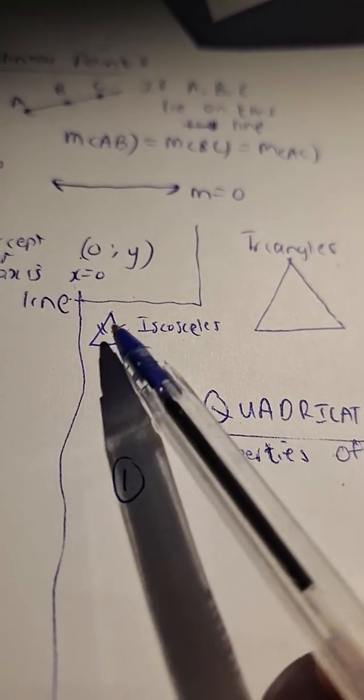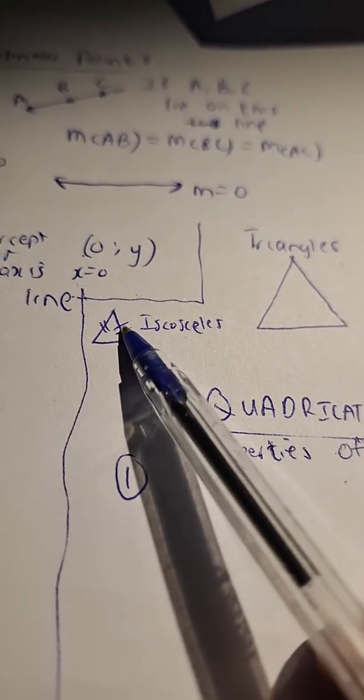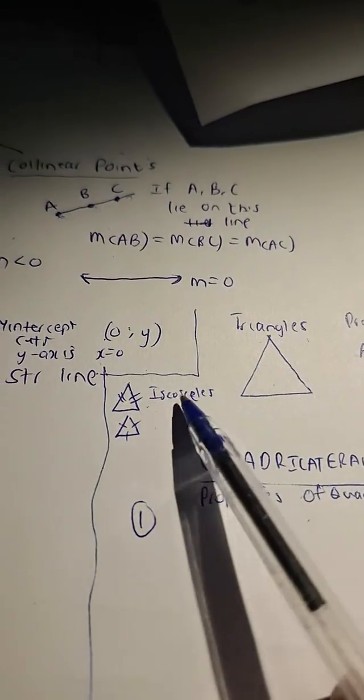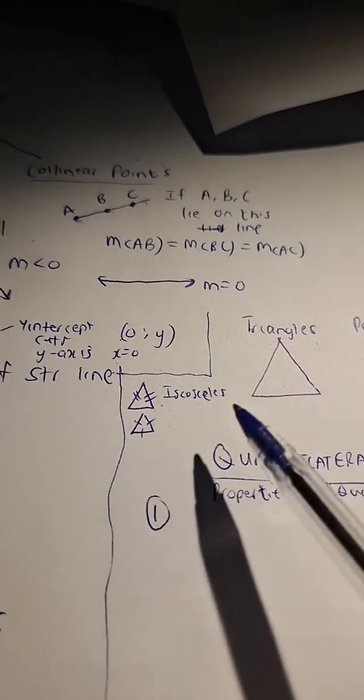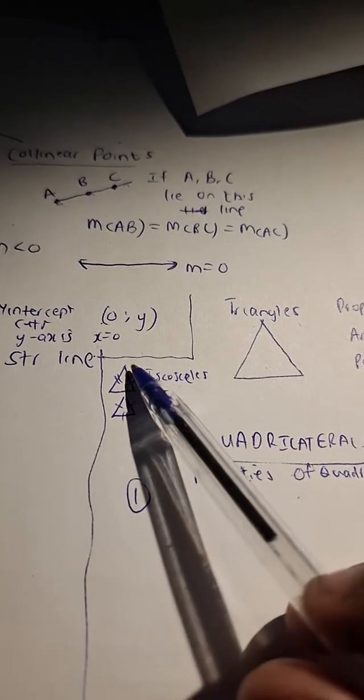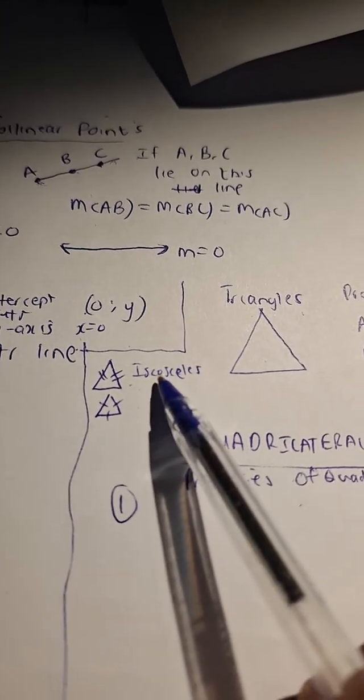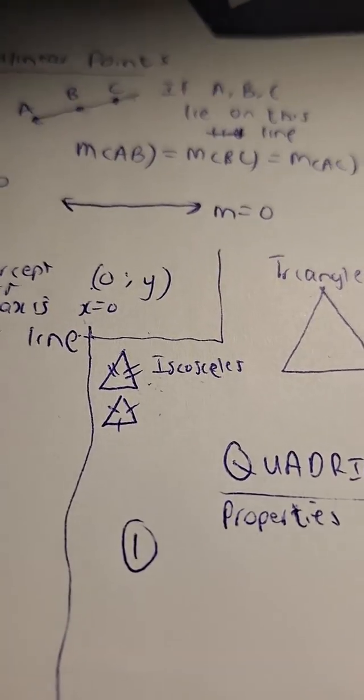Its angles are always opposite what? Sides that are equal. And they usually can give you a triangle in a Cartesian plane. It will have points, and then they'll say to you, prove that this triangle is an isosceles triangle.